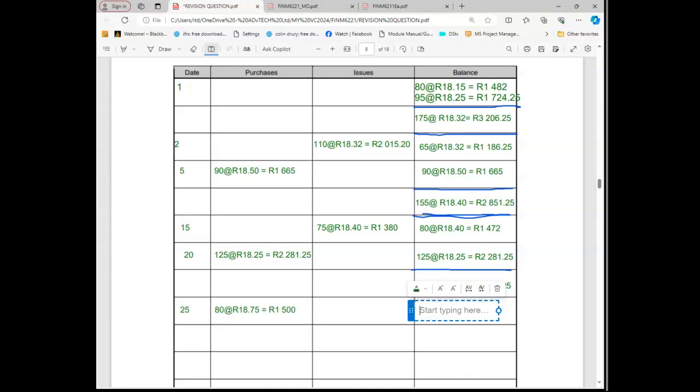So is that price 18 rand 30 or what? Because I don't know if I'm missing something here. It's 31, sir. 18 rand 31. Okay. Thank you.